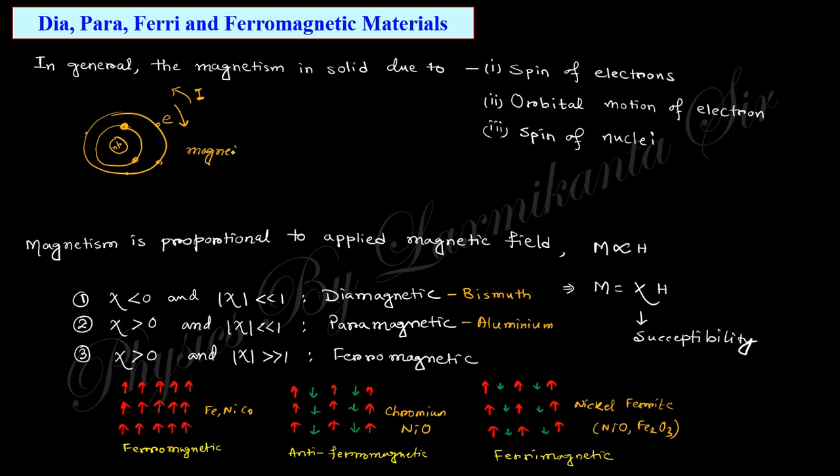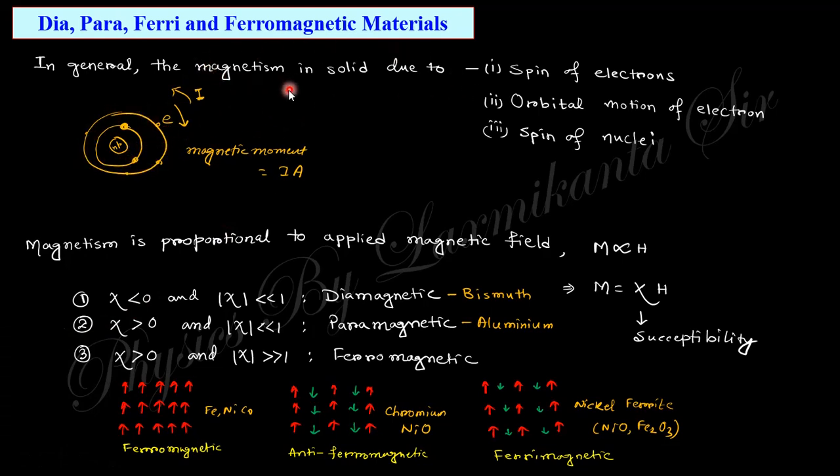You know the magnetic moment is nothing but current times cross-section area, I a. So due to the motion of an electron or charged particle, a current is produced, and this current produces the magnetic moment. So that is the origin of the magnetic material.